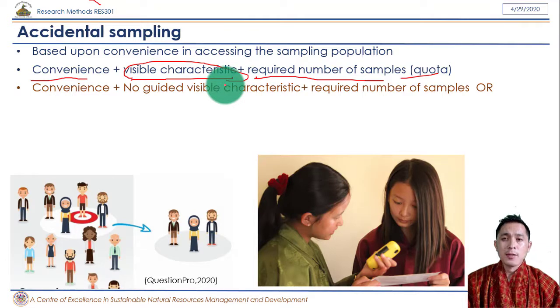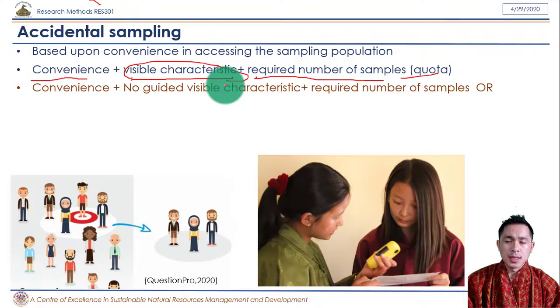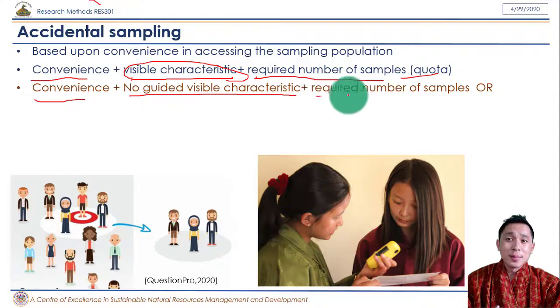For example, I want to study the market structure of Messina. So I really do not have a specific topic, like income of every shopkeeper. I do not have that kind of specific visible characteristic, but something very broad. I just want to see the market structure of Messina. So in that case, I go to Messina, a convenient place. I do not have any guided visible characteristics, but I have the required number of samples in my mind. Let's say 30 shopkeepers.